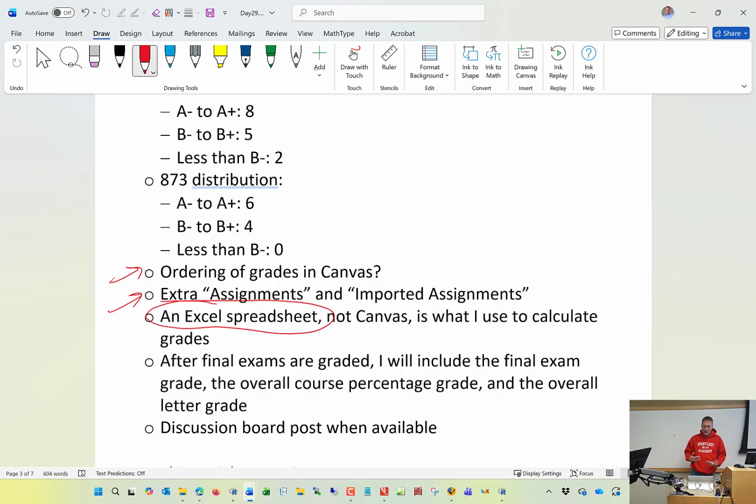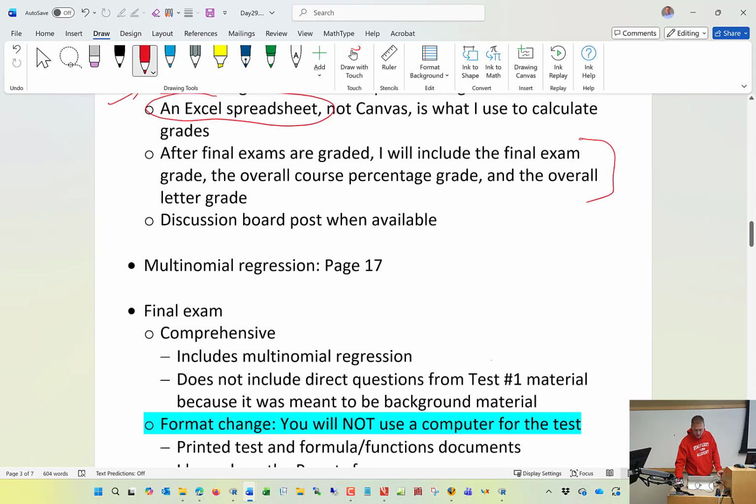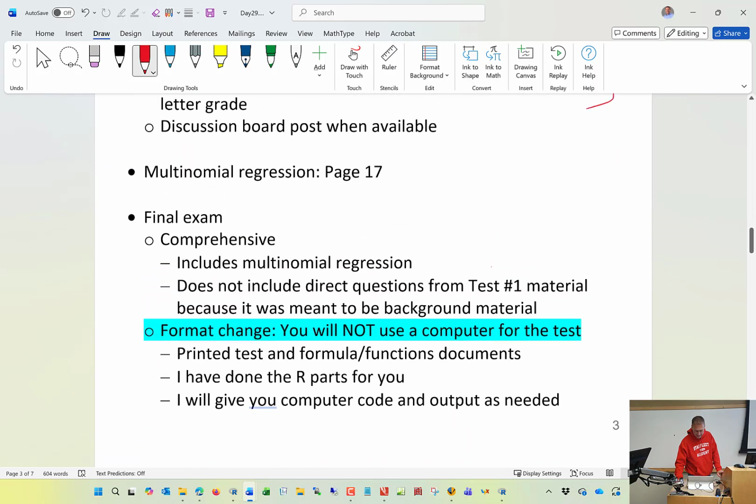Now, after final exams are graded, what I would do is upload to Canvas your final exam grade, your overall course percentage grade, and the overall letter grade. Okay? And I'll let you know when that's up there. A discussion board post will be made available.